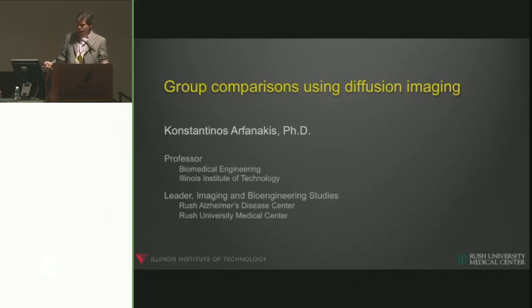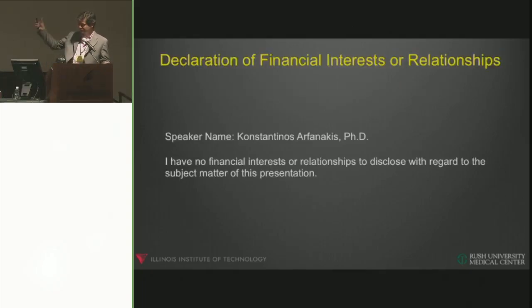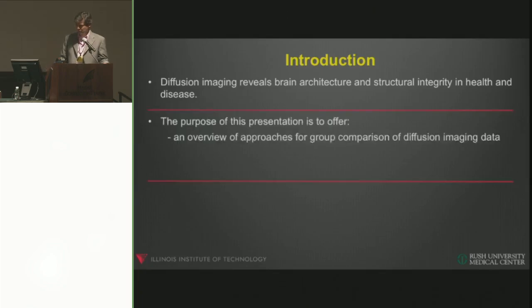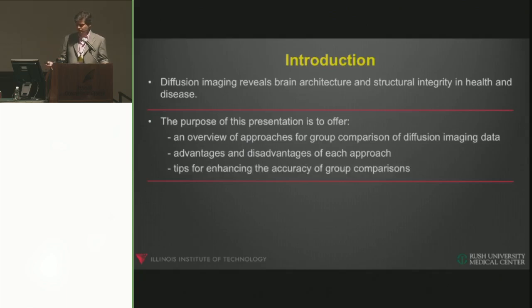So we're going to be talking about group comparisons using diffusion imaging. Yes, it works. So a number of studies have used diffusion imaging to probe brain architecture and structural integrity in health and disease. And what we're going to be talking about today is an overview of approaches for group comparison of diffusion imaging data. We're going to list the advantages and disadvantages of each approach, and we're going to provide some tips for enhancing the accuracy of group comparisons.